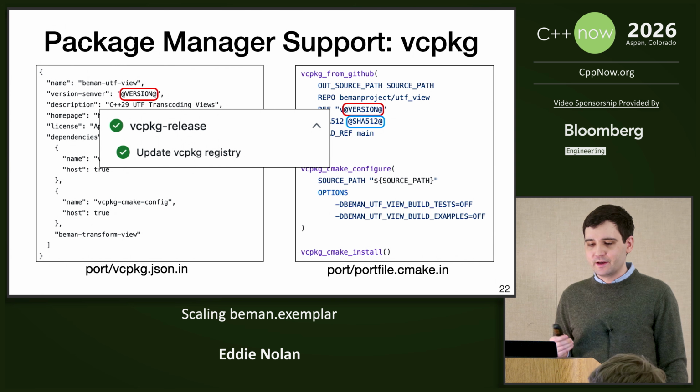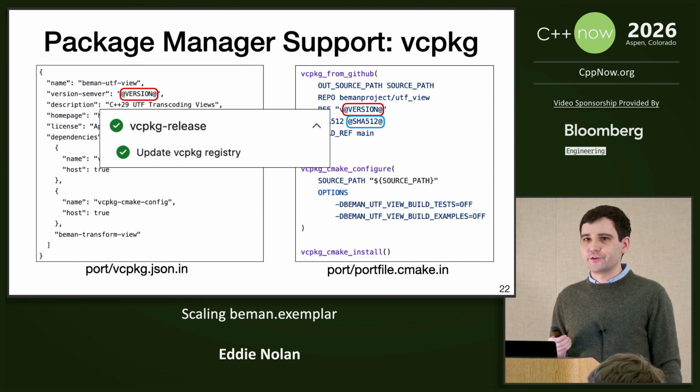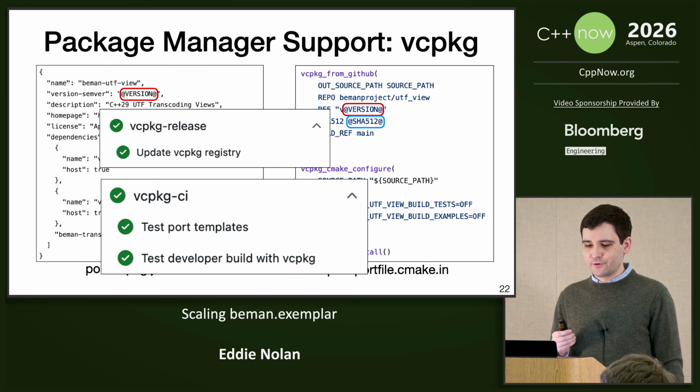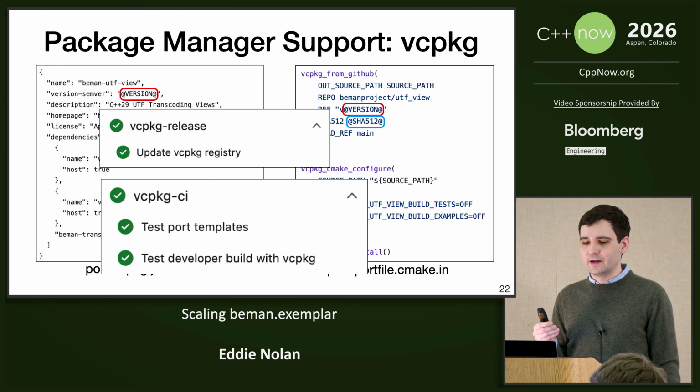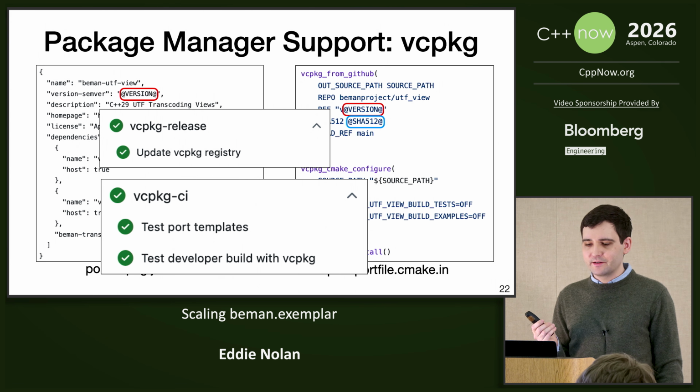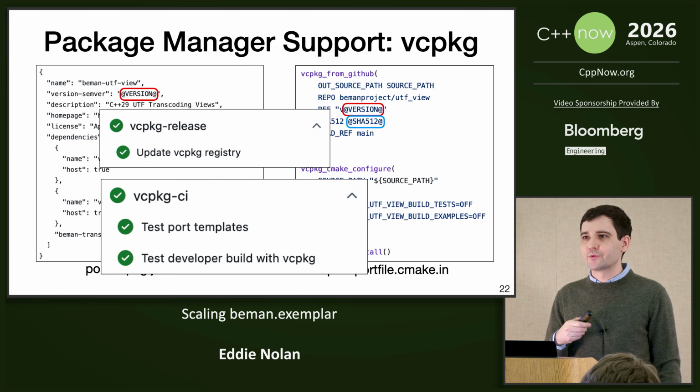As well as a release workflow, we also have a CI workflow for this. So when you push a pull request, you have a test that pushes these stamped templates out to a mock vcpkg registry and ensures that your package still builds. So you can't merge a commit that breaks the vcpkg port files.